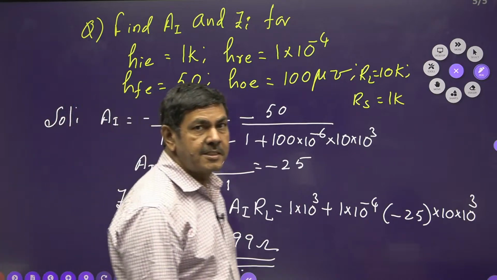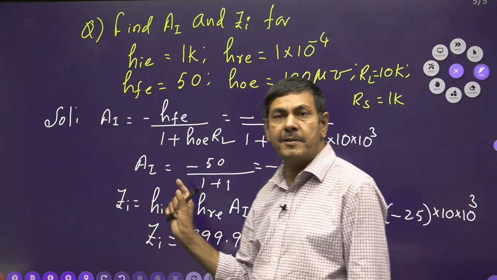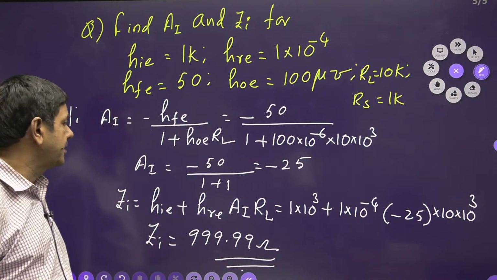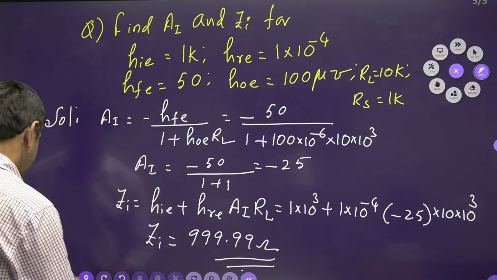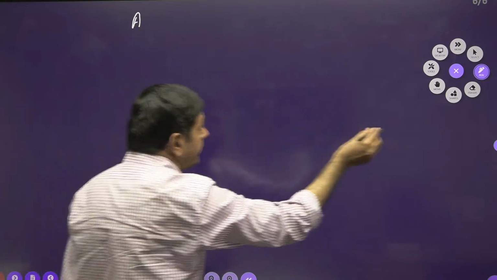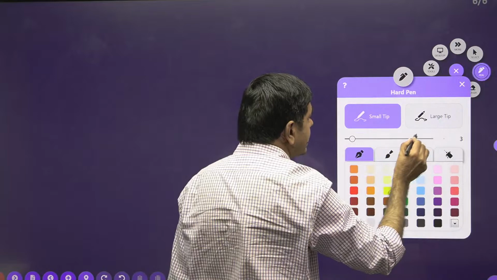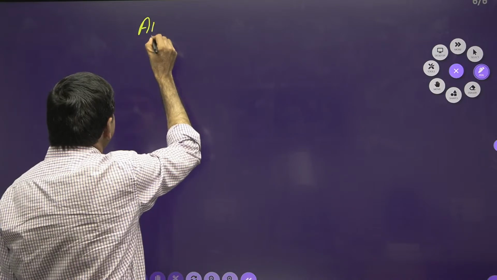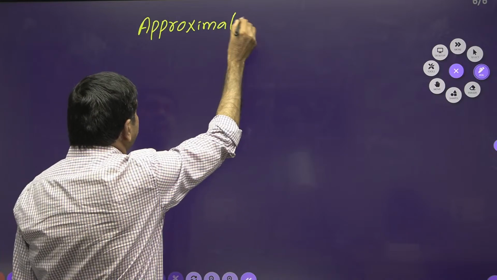But I think one problem is enough using the H parameter model, because it is direct formula application in this model. Understand now. Now I would like to enter into the approximate H model. There I will do some work, and after that I will start the problems based upon them. Next one is the approximate H model.